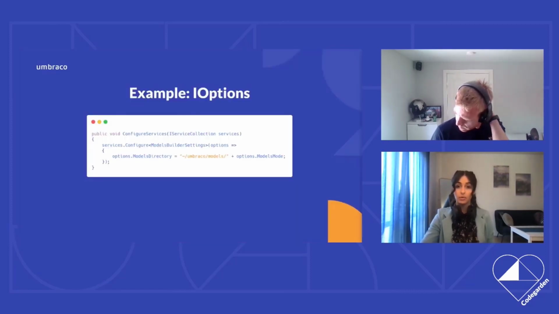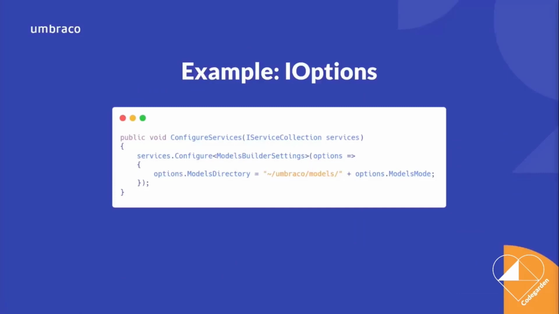Here is a simple example that shows how we can configure options in code. The ModelsBuilderSettings POCO will be updated, and the value for ModelsDirectory will use the value of Mode. This is something we can't do using configuration files. That is, use one configuration value as part of another one.